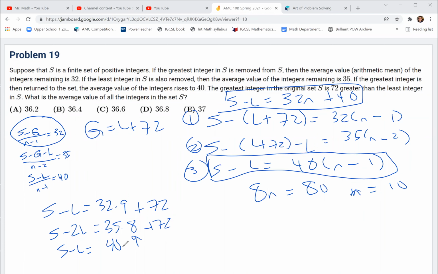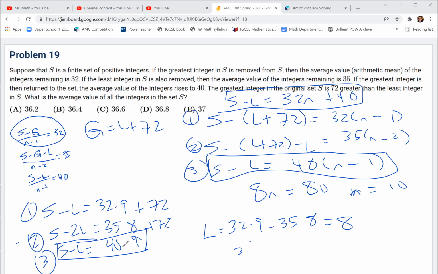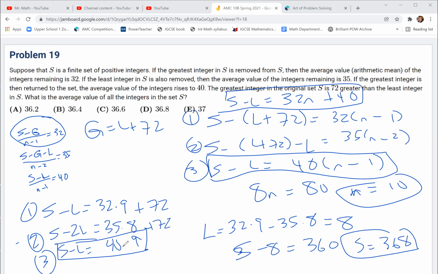But now notice that if I subtract equation 1 minus equation 2, I get L equals 32 times 9 minus 35 times 8, which is equal to 8. So I know L is 8. And now knowing that L is 8, I can substitute into the third equation: S minus 8 equals 40 times 9. 40 times 9 is 360, so S equals 368. But remember, N is 10. So the average, S divided by N, 368 divided by 10, equals 36.8, which is choice D.